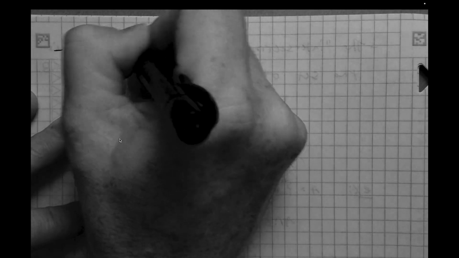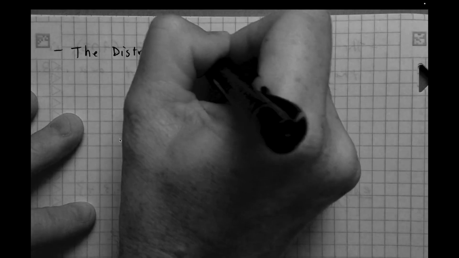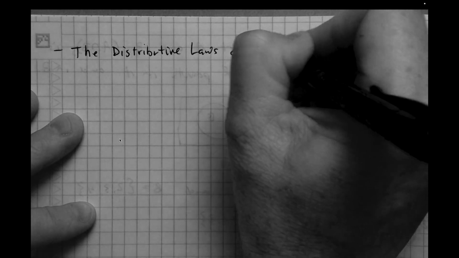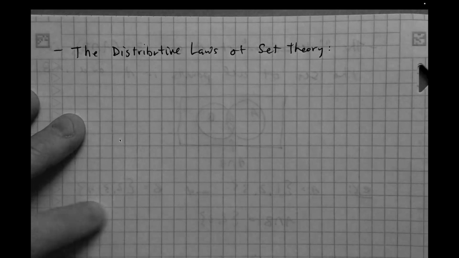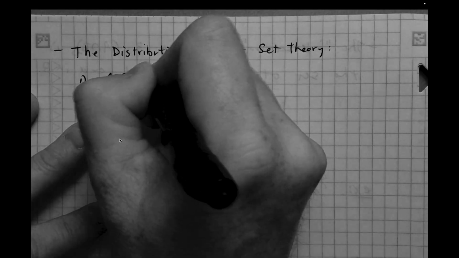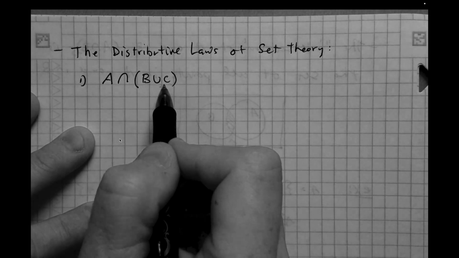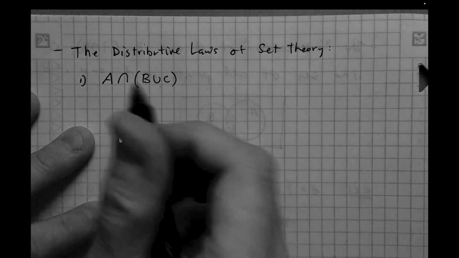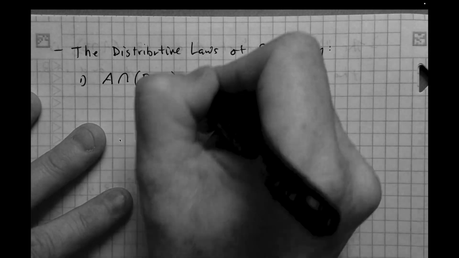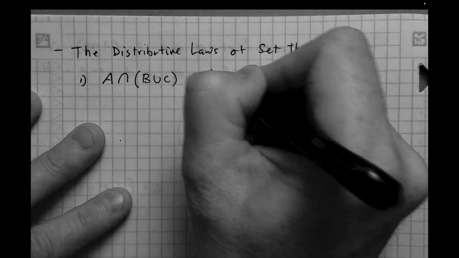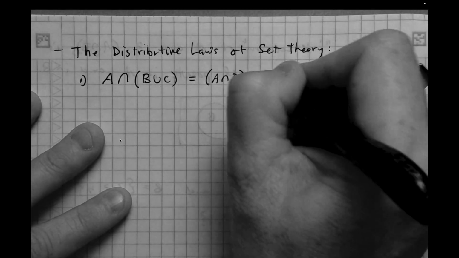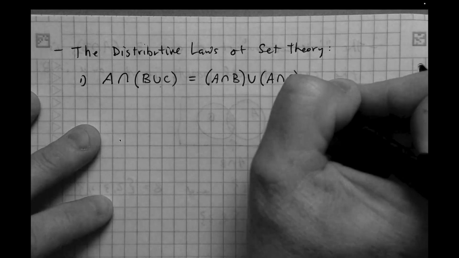So another item of importance will be what are called the distributive laws. The distributive laws of set theory. Right, so what do they say? Well, there's two of them. The first one says that the intersection of A and the union of B or C, right? So I've got two sets, A, and I've got the union of B or C, and I'm talking about the intersection of those two. The intersection of A and B or C is equal to the intersection of A and B or the intersection of A and C.